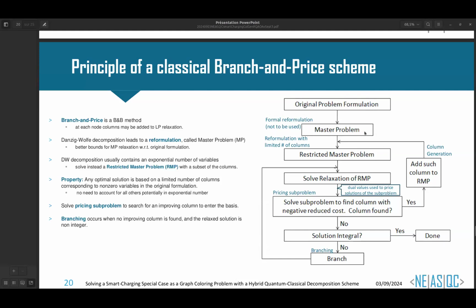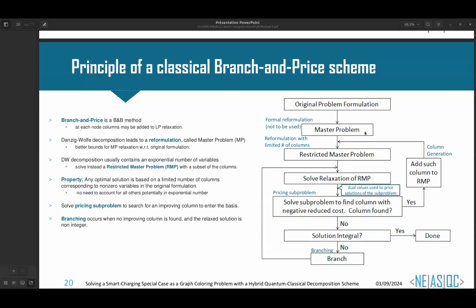So the original problem is the original formulation. Then we will be reformulating it as a master problem. This reformulation usually changes the selection of variables. For instance, so far we were using vertices and edges. In this formulation we will be using the whole independent set, meaning that the solution is described closer to its structure, but describing the solution with the structure involves many more variables.